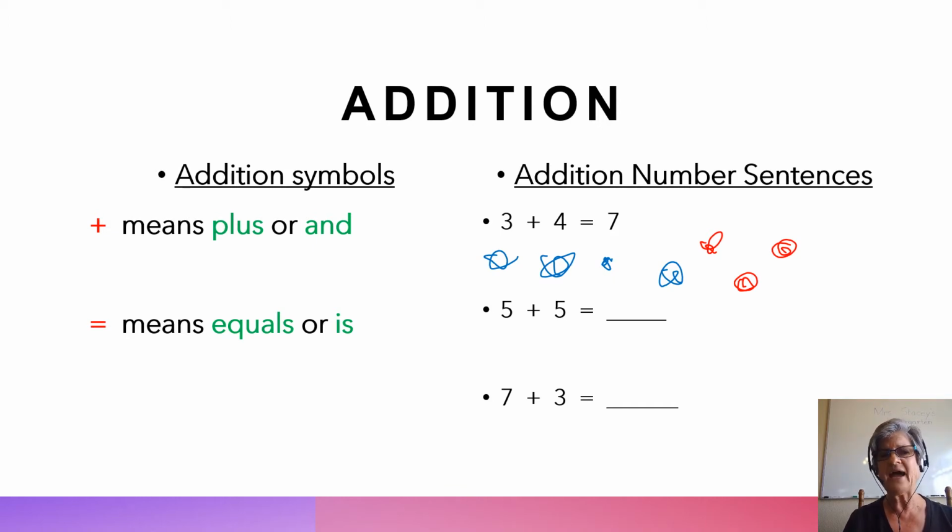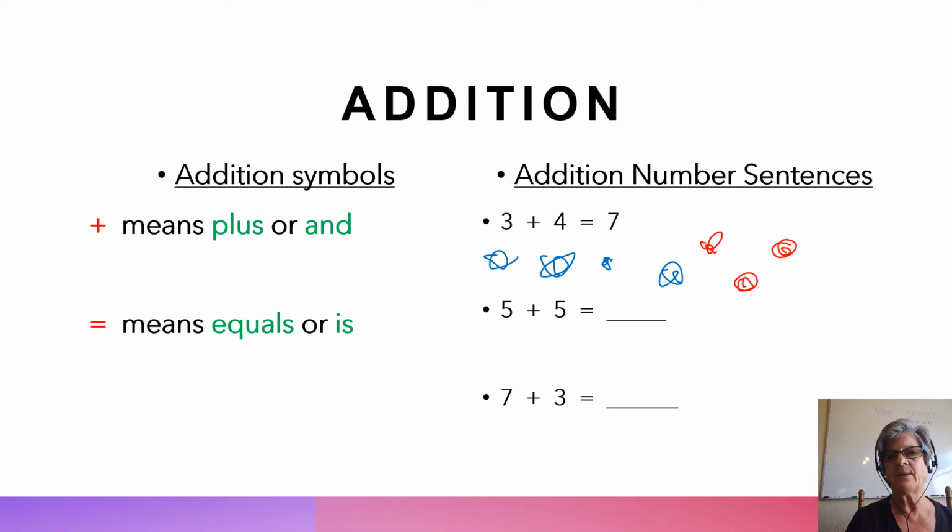Now, I have 3 red circles, and then I have 4 blue circles. And if I count them all, I should get 7. So you can point to your screen as I count. Let's begin. 1, 2, 3, 4, 5, 6, 7. And I wrote 7. Now look below that.